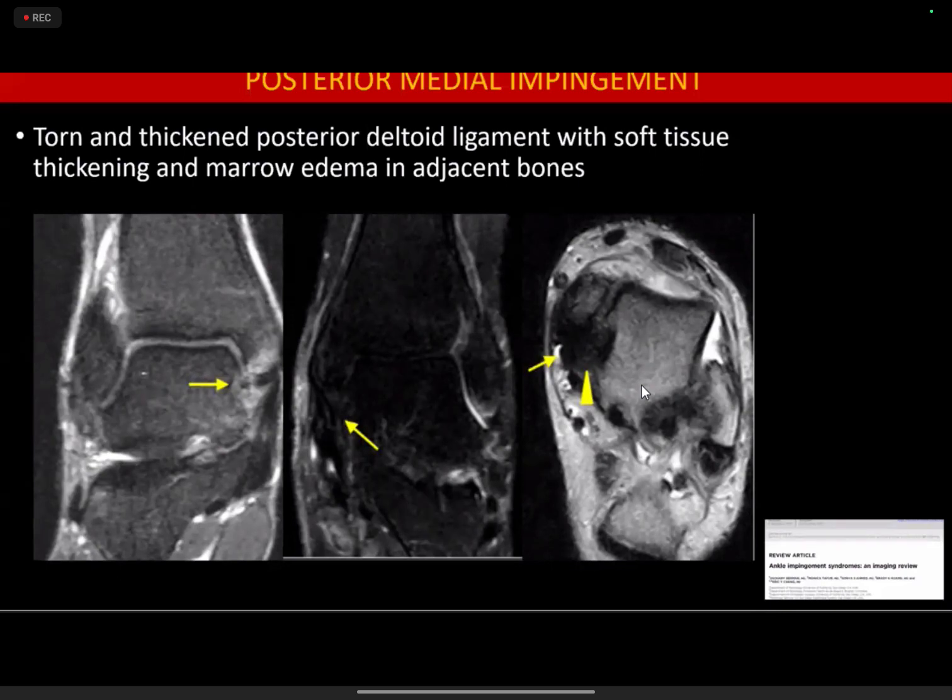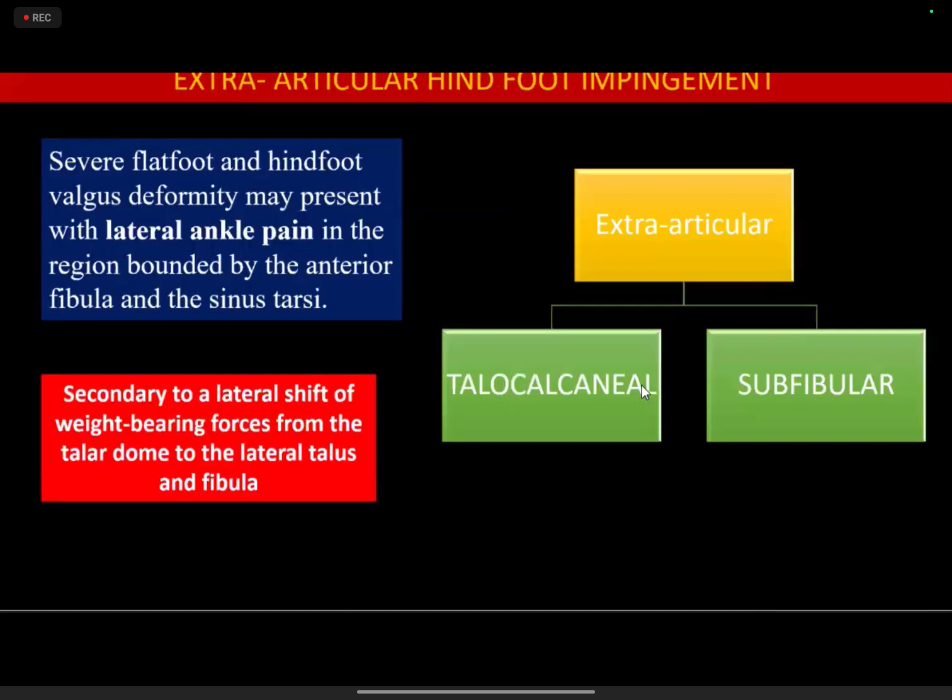So after seeing posterior medial impingement, a common type of impingement that we are seeing more often now is an extra-articular hindfoot type of impingement. Basically, this impingement occurs in patients with severe flat foot and hindfoot valgus deformity, and they present with lateral ankle pain, primarily located along the lateral ankle near the anterior fibula and the sinus tarsi.